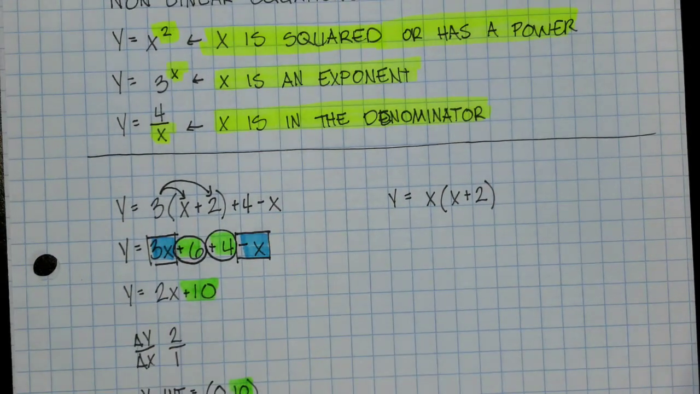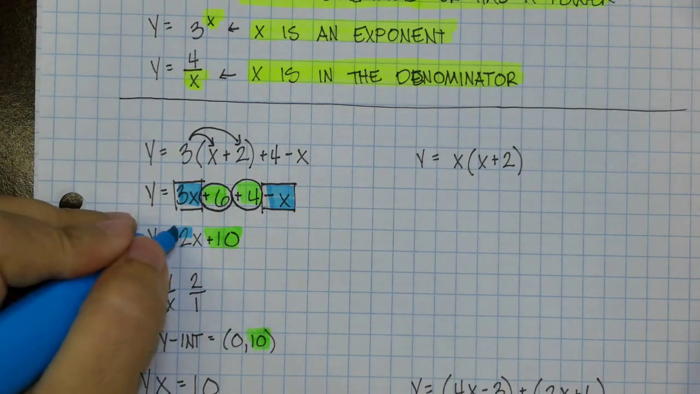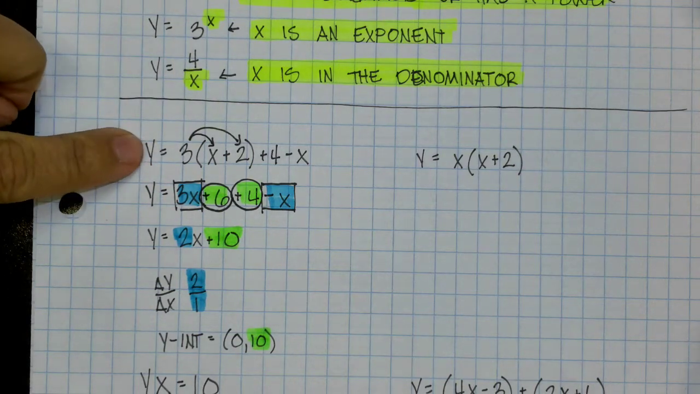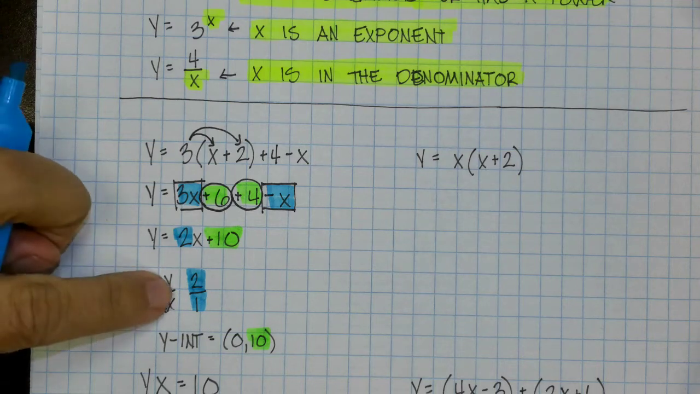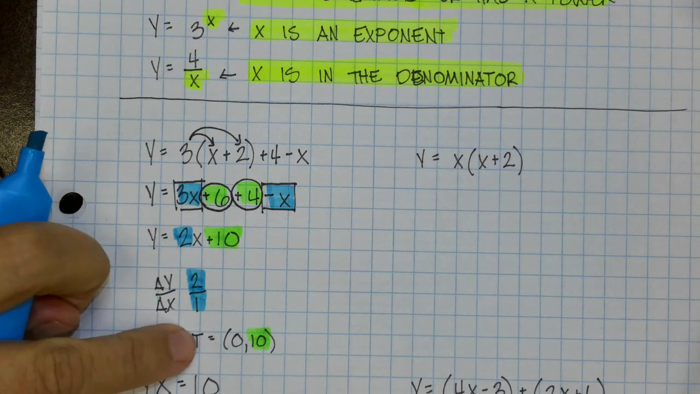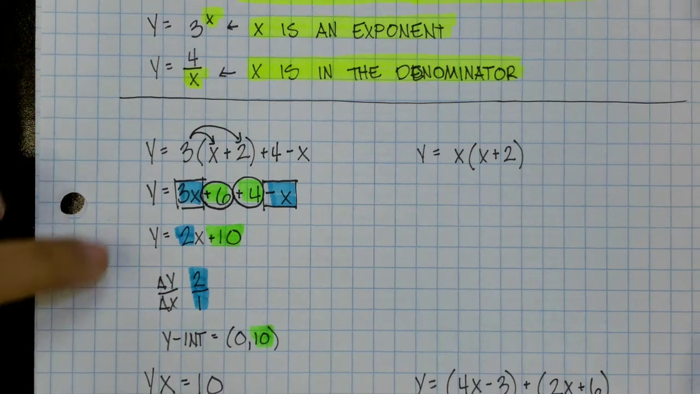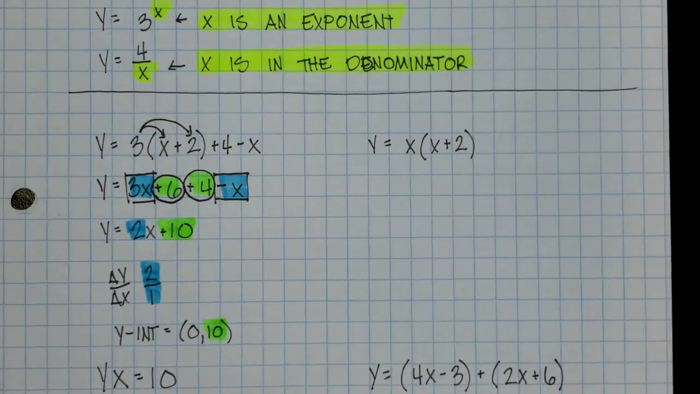So I simplified that down, and I was able to see that this equation, even though it didn't look linear up here, it looked very complicated. When I simplified it, I got to here, and I was able to see that it has a rate of change of 2 to 1, and it has a y-intercept of 0, 10. All right, using that information to go to the next one, y equals x, parentheses x plus 2.